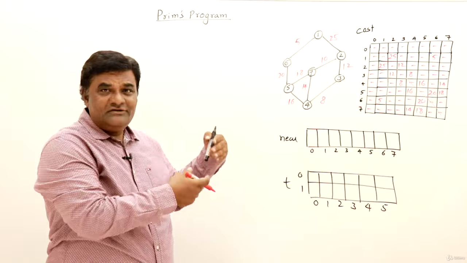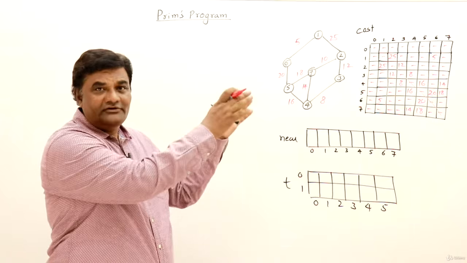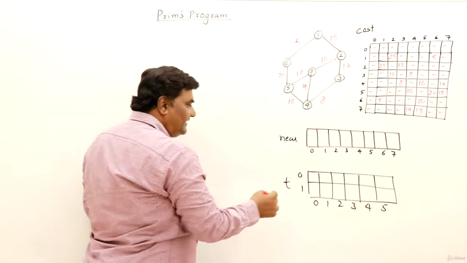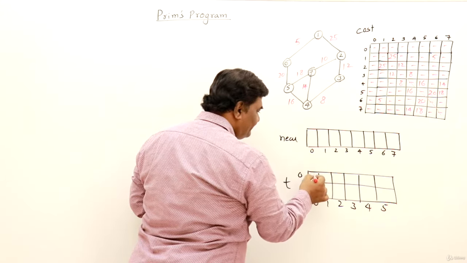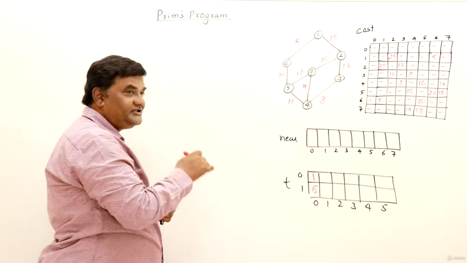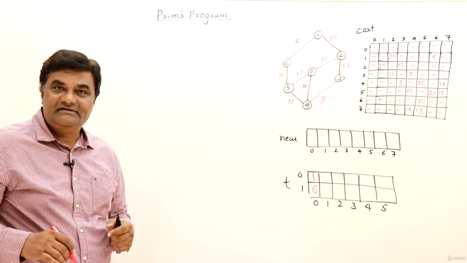For this you can write code with 2 for loops for finding the minimum from the upper triangular part, that is 1, 6, and write down that 1, 6 here. So this is the first initial edge that we are going to select, that is of minimum cost.